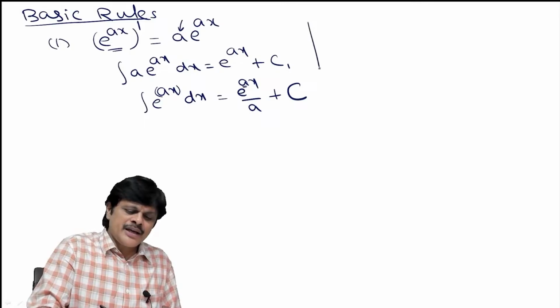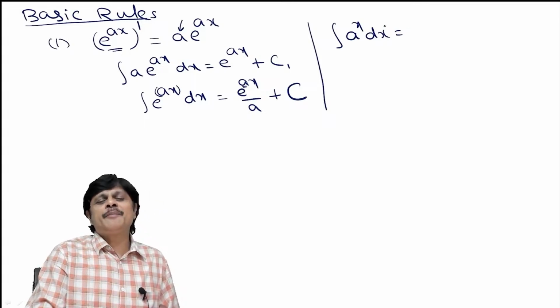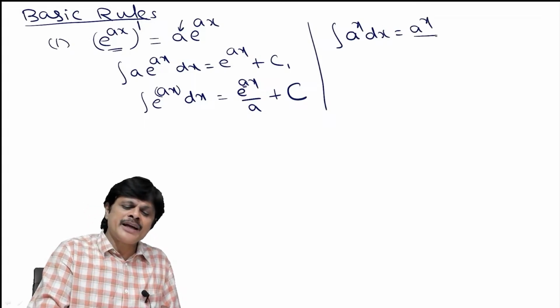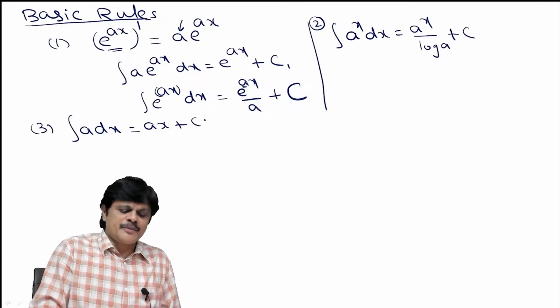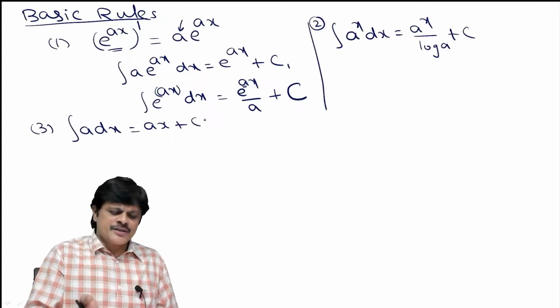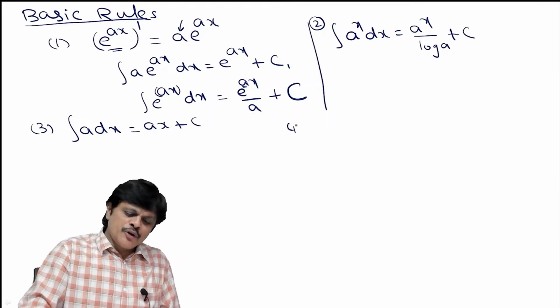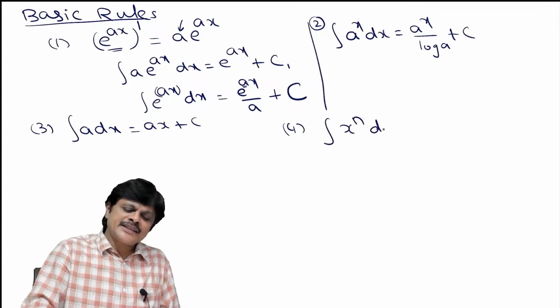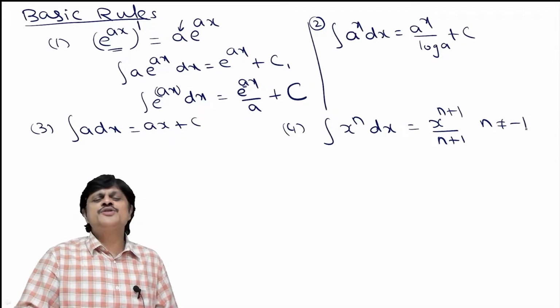Please remember this. Now similarly, for the integral of a power x dx, the derivative of a power x is a power x into log a. Here it is a power x by log a plus c. And one more important integral is of a constant. Integral of a dx is ax plus c, because when you differentiate a linear term, you get a constant. So when you integrate a constant term, you get ax plus c. Is the idea clear? And the most important one is the integral of x power n dx. This would be x power n plus 1 by n plus 1. Of course, n should not be minus 1.